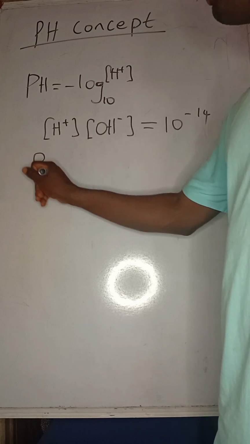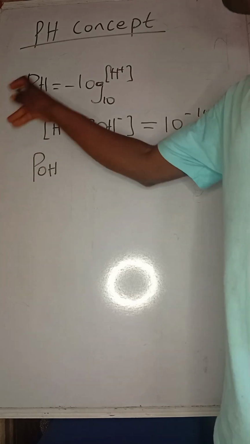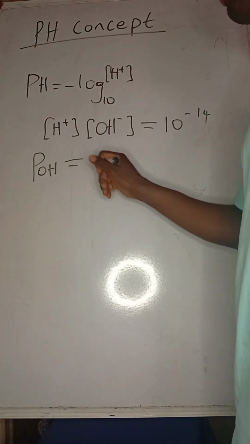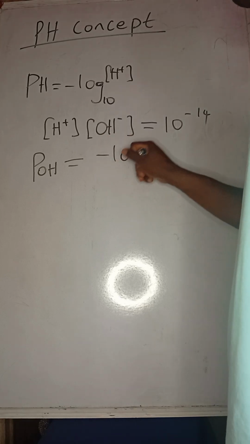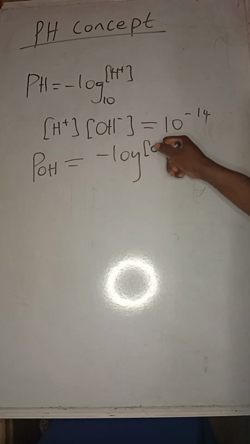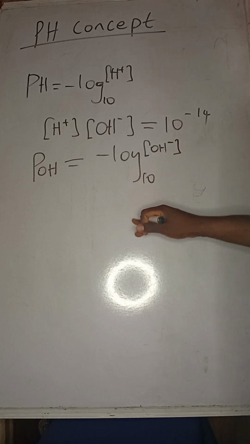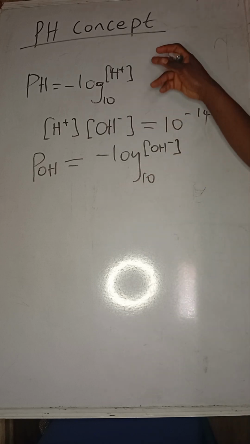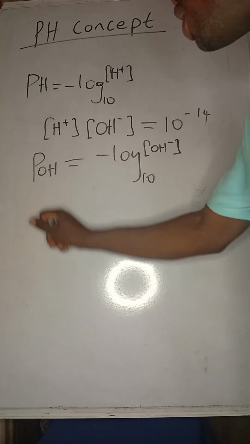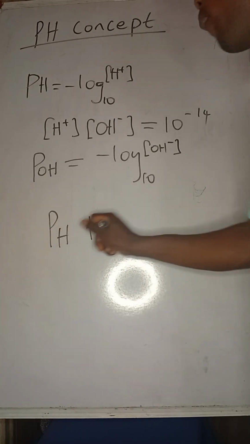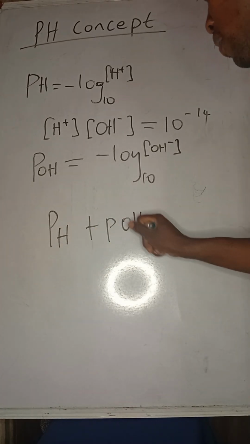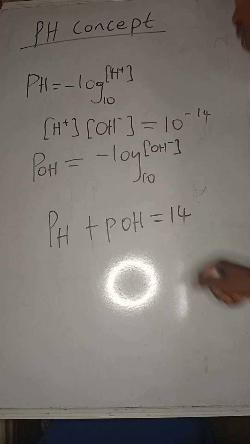Also, I can derive pOH. pOH is like the inverse of pH. So pOH is the negative logarithm of hydroxide ion concentration to base 10. So this is for pH, and this is for pOH. Now, it should be noted that pH plus pOH is equal to 14.